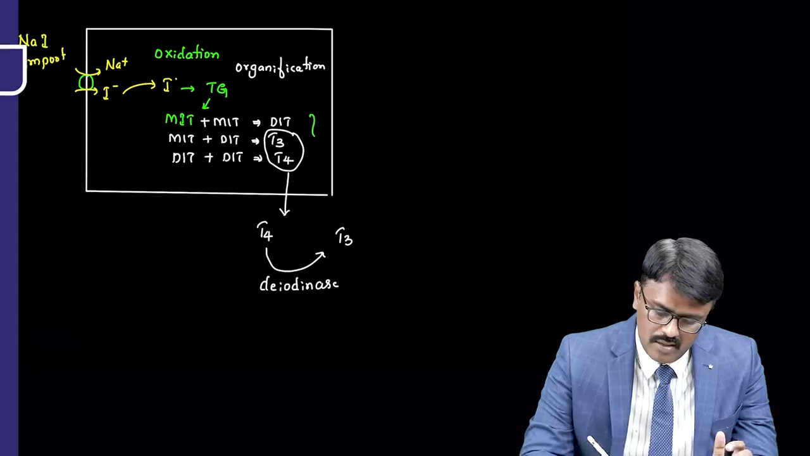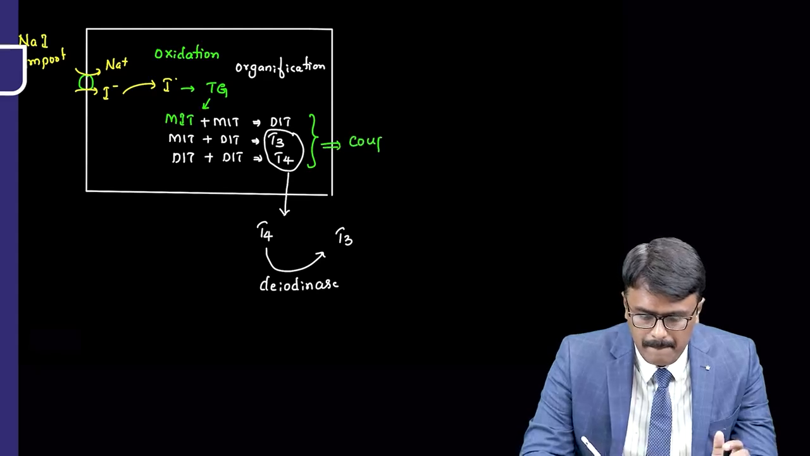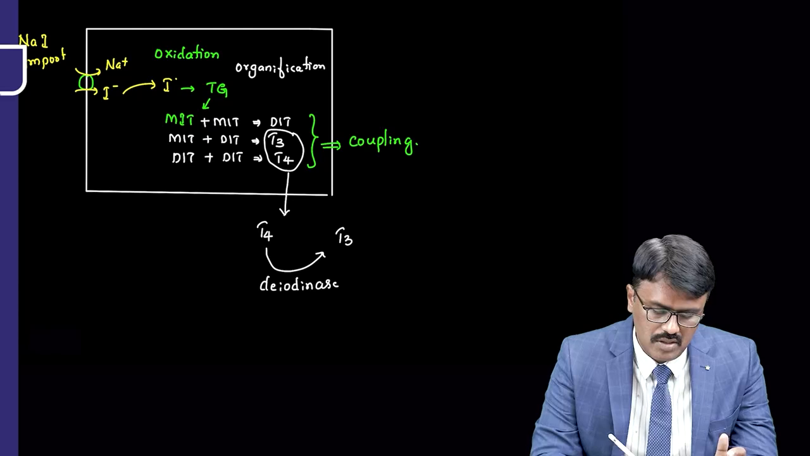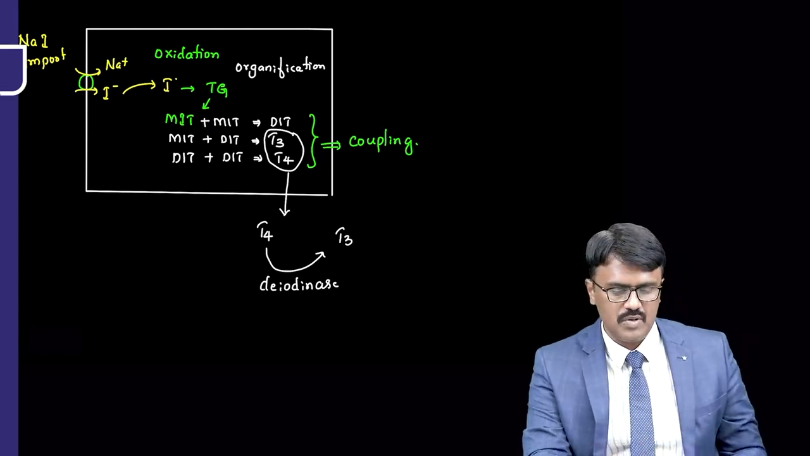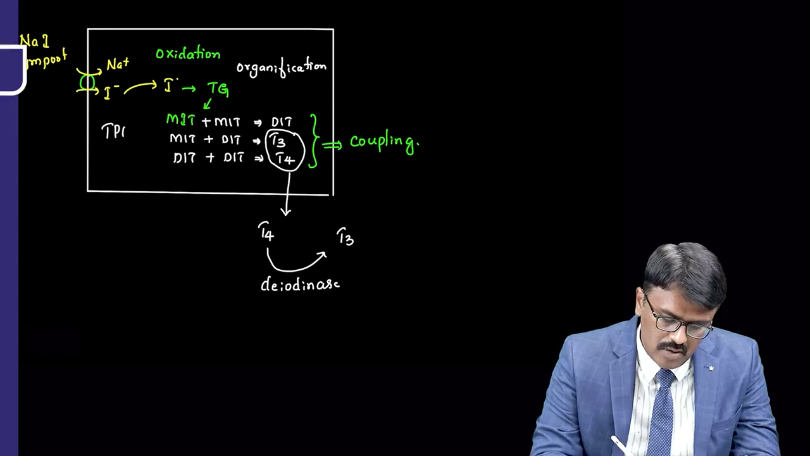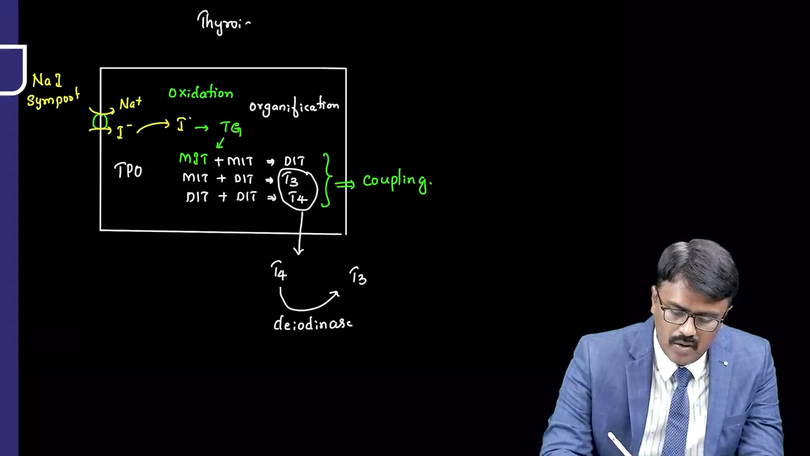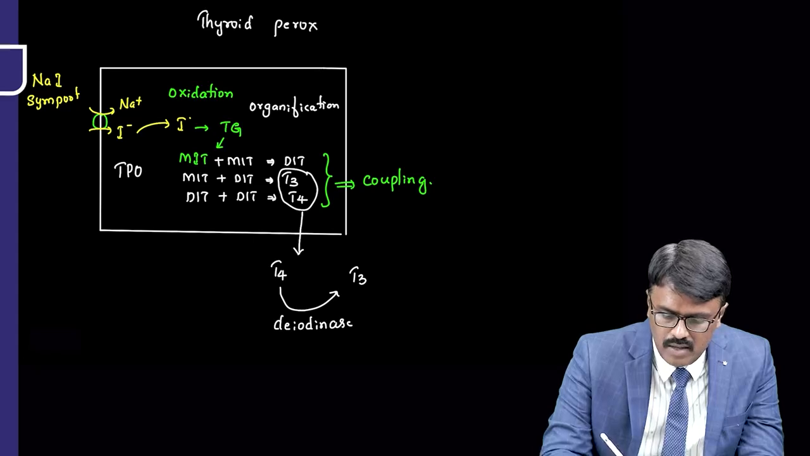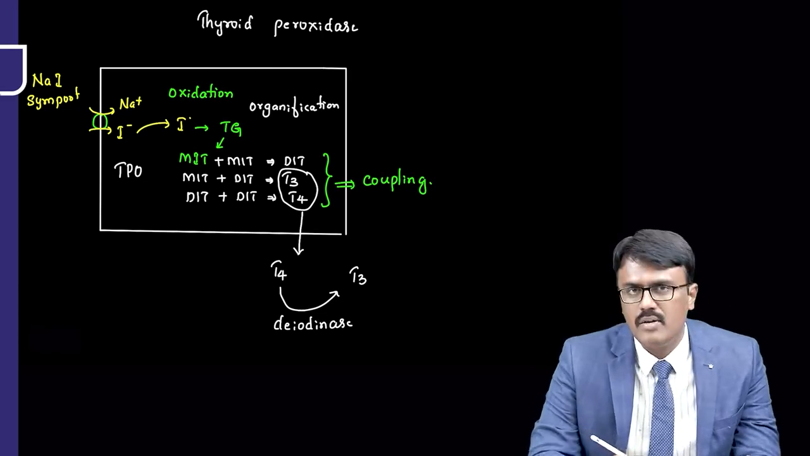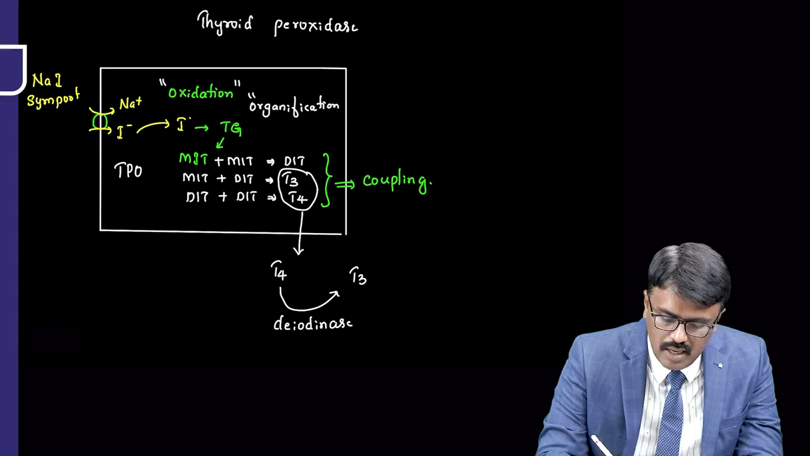Now since we combined MIT, DIT and all, this process is called coupling. Let me repeat here. We have oxidation, organification and coupling, and that is done by an enzyme called TPO. So what is TPO? TPO stands for thyroid peroxidase. Thyroid peroxidase is the enzyme which will convert the iodide into iodinium, then organification and coupling. All these reactions are done by thyroid peroxidase.